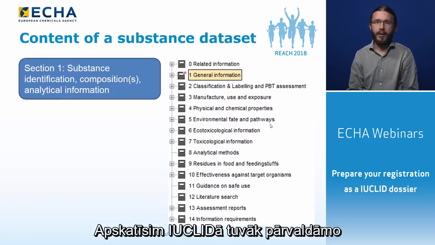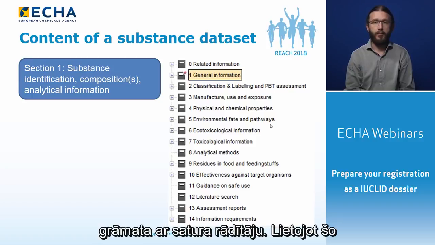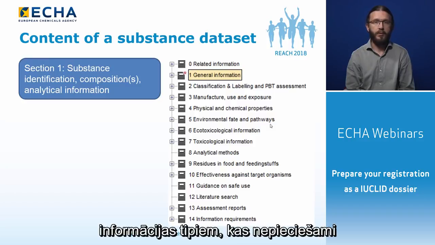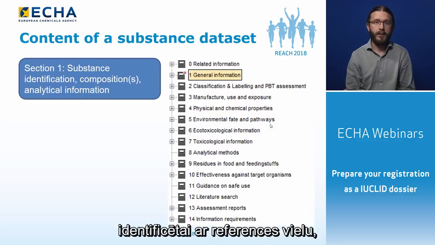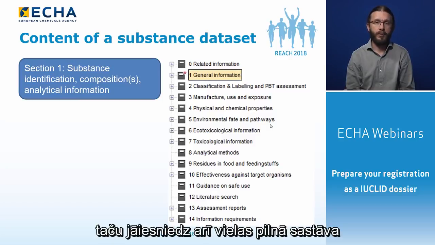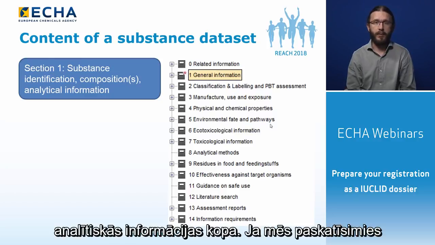Let's now have a closer look at the type of data managed in IUCLID. A substance dataset is organized like a book with a table of contents. Using this table of contents, or TOC, as indicated in the user interface, you will be able to browse through the different types of information required for a registration. The first section of the IUCLID table of contents is for the substance identification. A substance has to be identified with a reference substance containing the substance key identifiers, but full composition should also be provided. This information is supported by a set of analytical information.